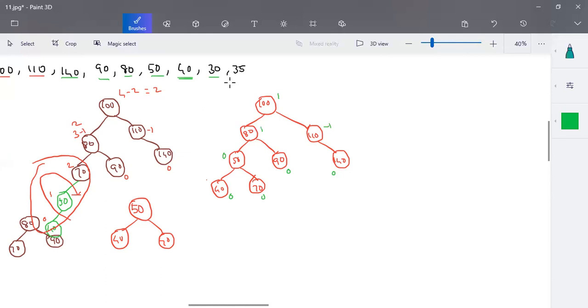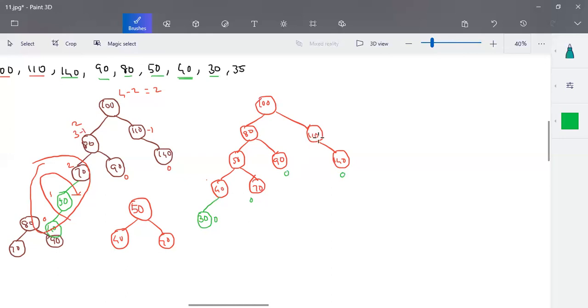So where do we have to insert 30? We compare the value of 30 to 100. 30 is lesser. Again, traverse left. 30 is lesser than 80. Traverse left. 30 is lesser than 50. Traverse left. And 30 is lesser than 40. So you have to add 30 over here as the left side child of 40. Now calculate the balance factor. For all the leaf nodes, the balance factor will be 0.